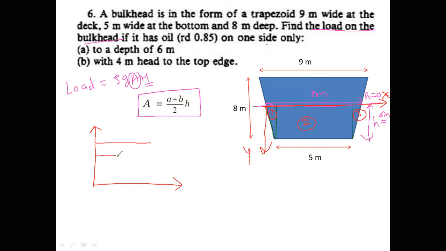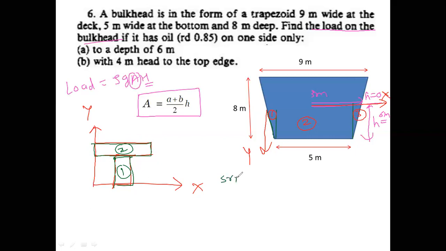Suppose I have a T-type section like this. If I ask you to find out the centroid of this T-section, how do you proceed? Divide this T-section into two components. This is the flange, component number 2, and this vertical is the web, component number 1. Now I will find out the individual area of each component.